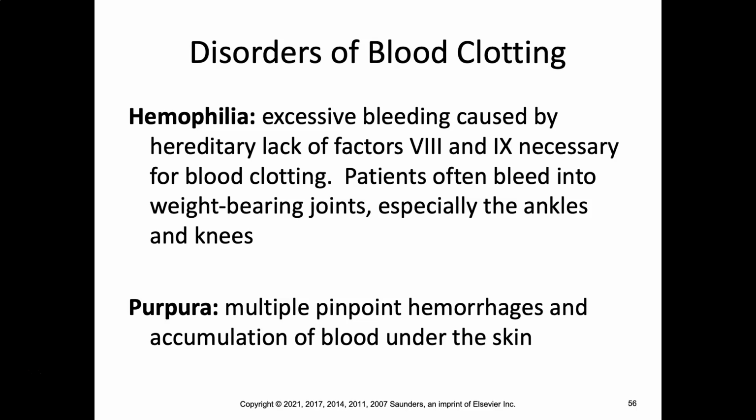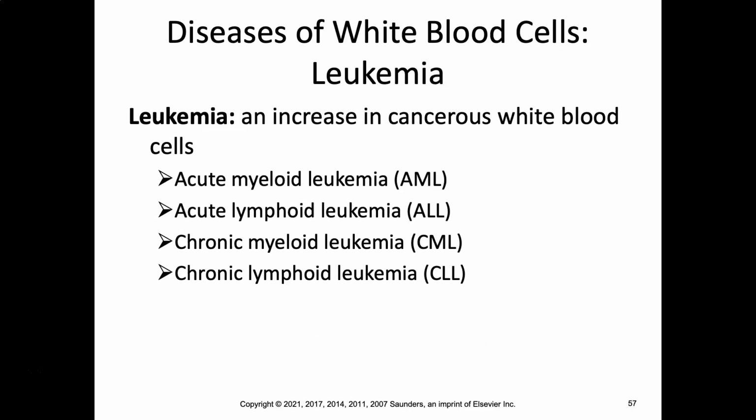All right, purpura is another disorder of blood clotting that can occur. What can go wrong with white blood cells? Well, leukemia is a very common disorder when it comes to white blood cells, and that is you have an increase in cancerous, notice the emphasis on cancerous white blood cells, and these are some of the most common types of leukemia that you may hear of.